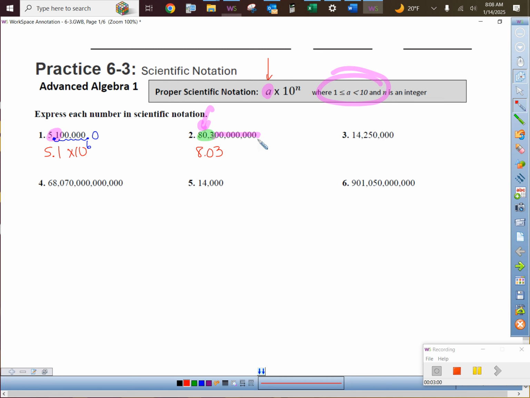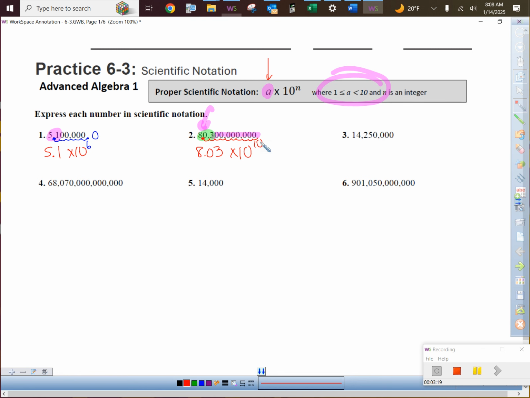And then I count how many places I moved the decimal. So 1, 2, 3, 4, 5, 6, 7, 8, 9, 10 different places. Are you with me on that? I moved it 10 places, so that's times 10 to the 10th.